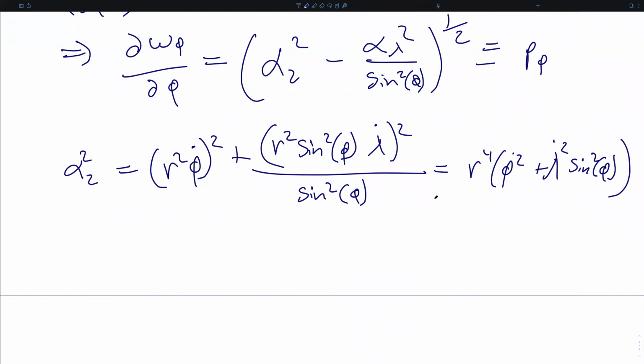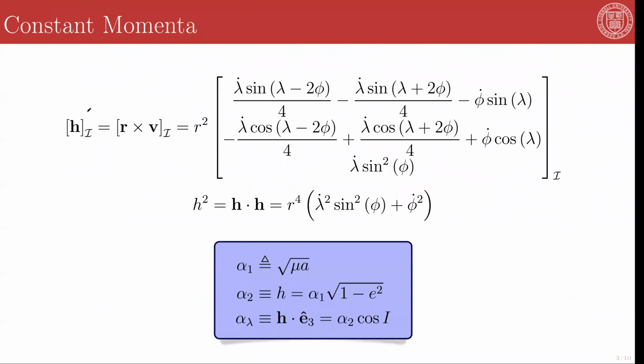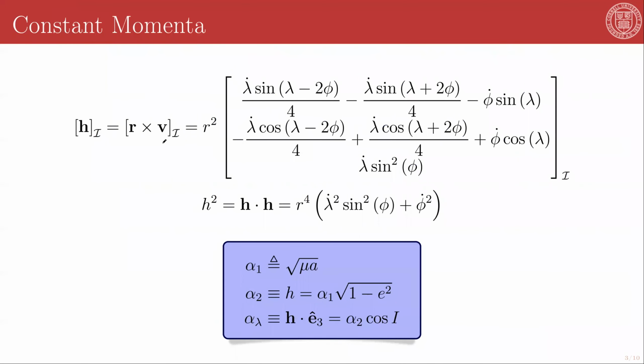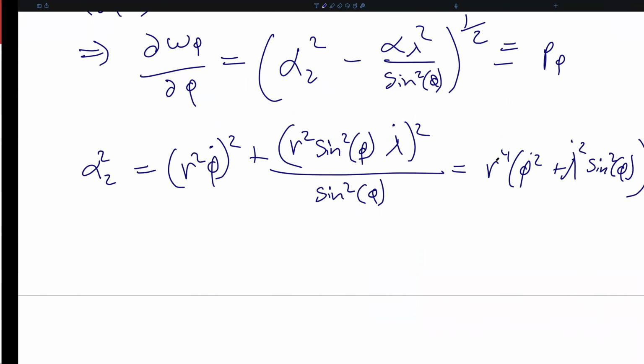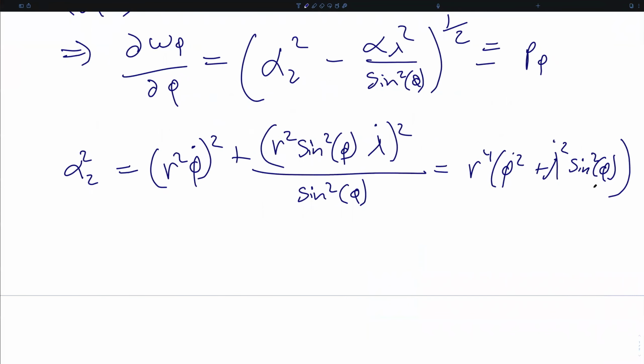As a brief aside, let's think about the specific angular momentum of this system. h is equal to r cross v, which means that in our spherical coordinates, it has this form. If we think about the norm squared of the angular momentum, that's h dotted with itself, and this entire ugly matrix simplifies to something that looks incredibly familiar. It is in fact exactly the expression that we just derived. r to the fourth, phi dot squared plus lambda dot squared sine squared phi.